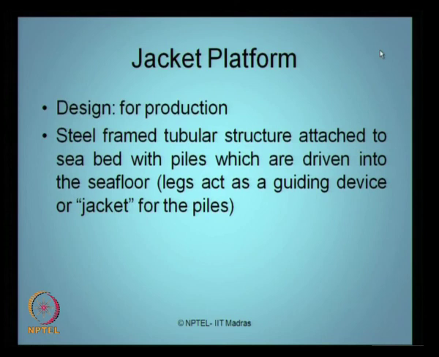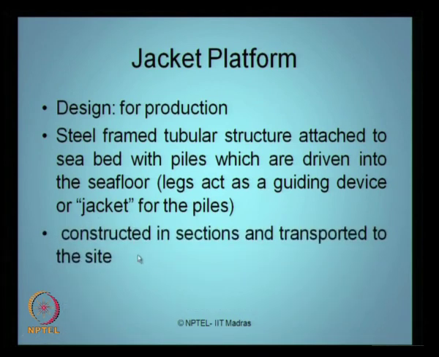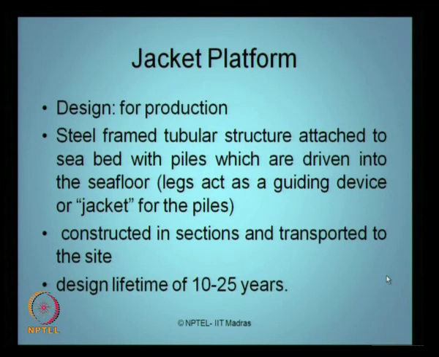Essentially, jacket platforms are meant for production. It is nothing but a steel-framed tubular structure attached to the seabed with piles which are driven to the sea floor. Legs act as a guiding device for the piles; the jacket is constructed in sections and transported to the site in pieces. The design lifetime for a jacket platform varies from 10 to 25 years.